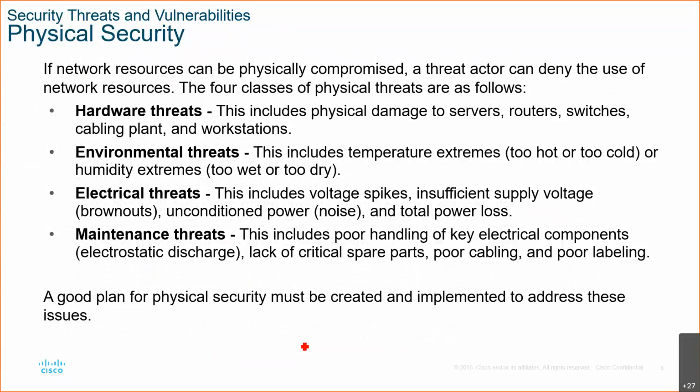Network devices can be physically compromised. A threat actor, the person who's trying to gain access, can deny the use of the network resources. So these are the four classes of physical threats. It can be a hardware threat: doing physical damage on your actual network equipment, your switches, your multi-layer switches, your routers. That is why if you go to any enterprise, you will see the intermediary devices are stored in certain rooms which have the highest security, under lock and key.